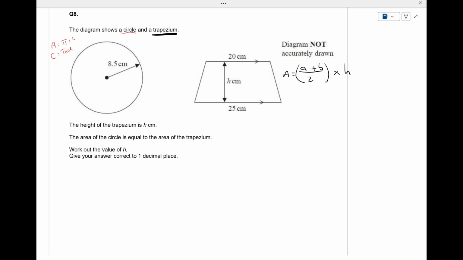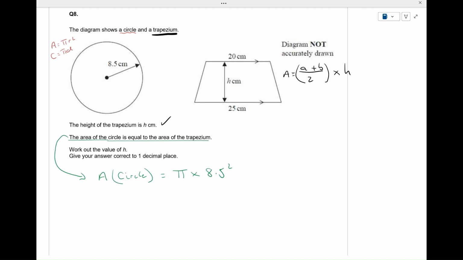Let's have a read of the question, shall we? The height of the trapezium is h centimeters. Yes, that's marked. The area of the circle, oh, okay. The area of the circle is equal to the area of the trapezium. Well, I could find the area of the circle, couldn't I? Let's do that. The area of the circle is pi times the radius squared, pi times 8.5 squared. I suppose we could work out what that is while we're here.